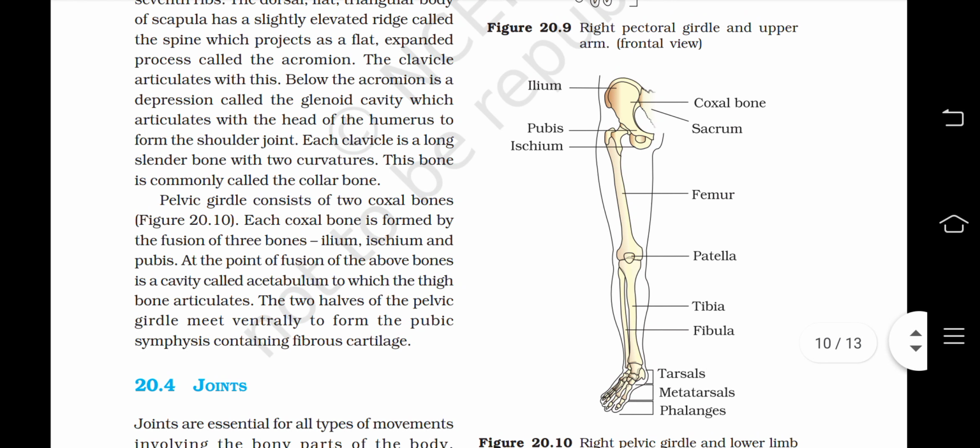Pelvic girdle consists of two coxal bones. Each coxal bone is formed by the fusion of three bones: ilium, ischium, and pubis. At the point of fusion of the above bones is a cavity called acetabulum, to which the thigh bone articulates. The two halves of the pelvic girdle meet ventrally to form the pubic symphysis containing fibrous cartilage.